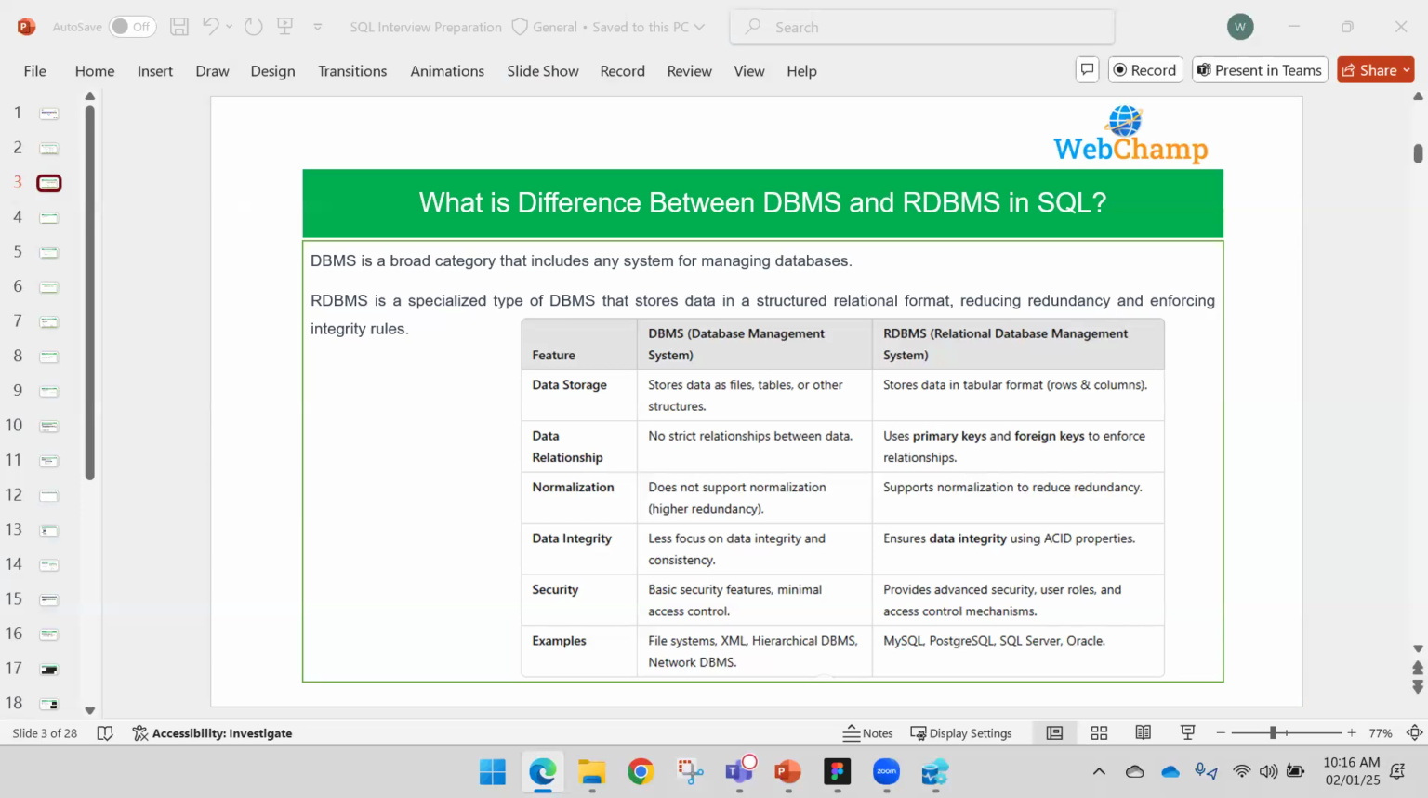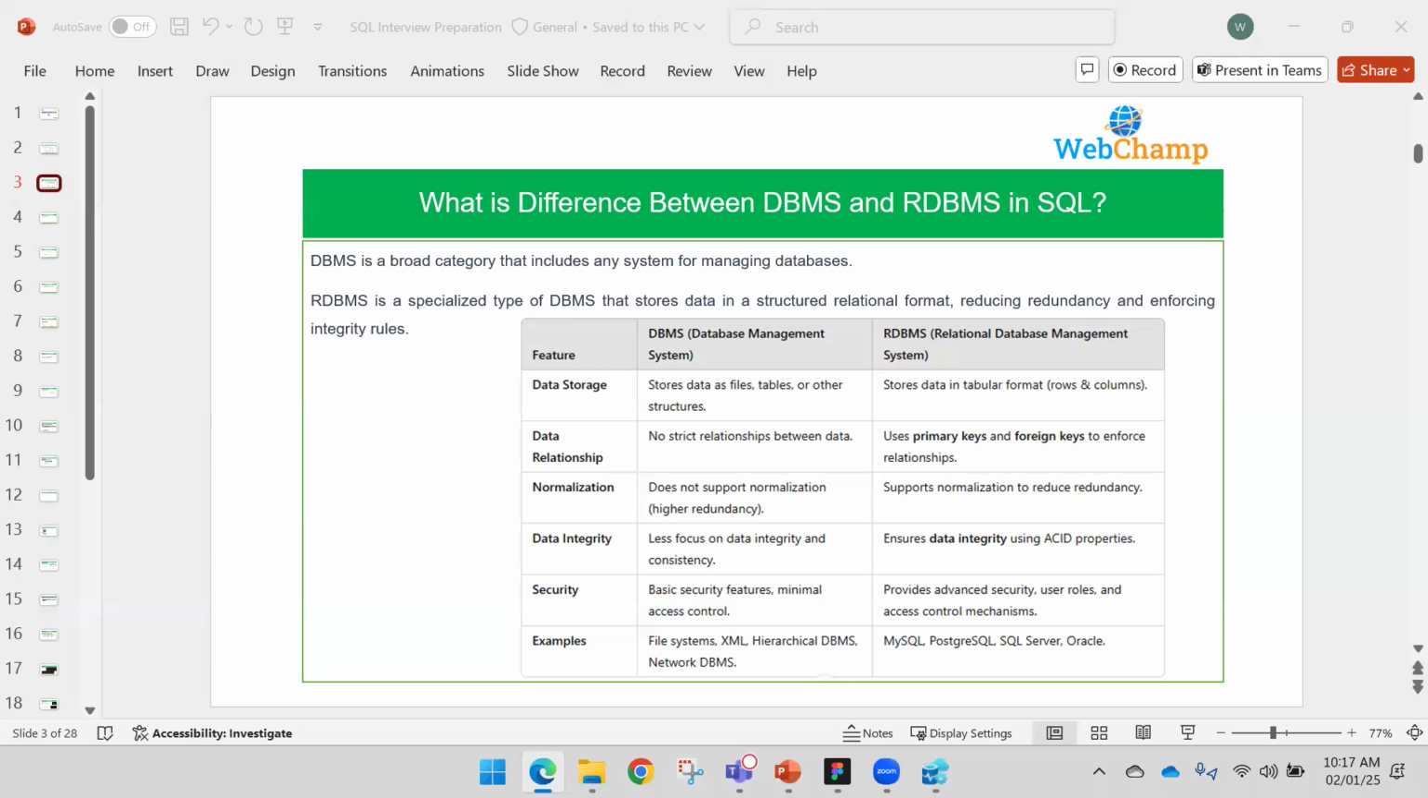Database normalization: in a database management system, there is no strict rule for normalization. There could be redundant data and a chance of duplicate data. But in RDBMS, normalization is used to reduce redundancy. Or we can say that DBMS does not support normalization, while RDBMS supports normalization. As for data relationships, there is no strict relationship between the data in DBMS, but in RDBMS, we can use the primary key and foreign key to enforce the relationship between data.